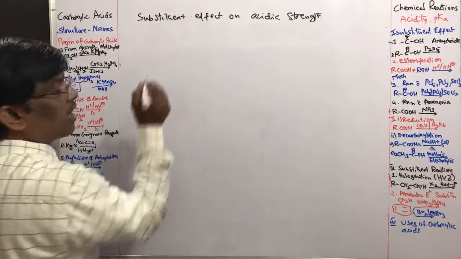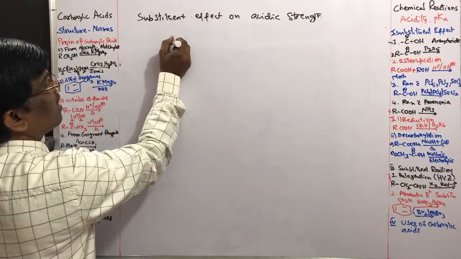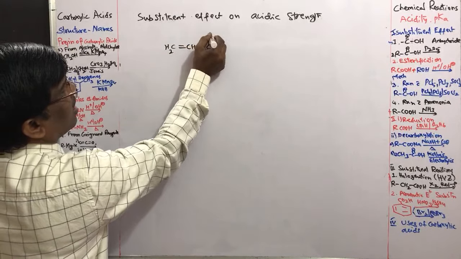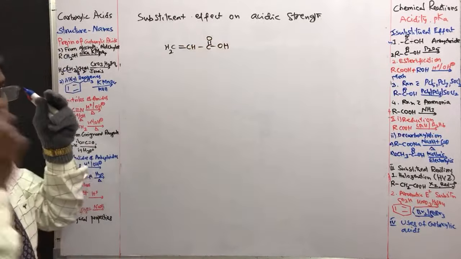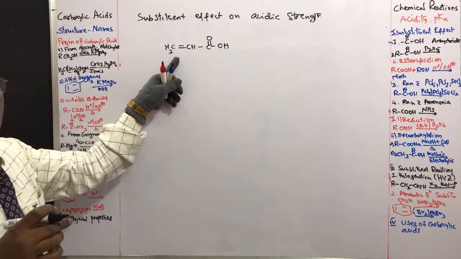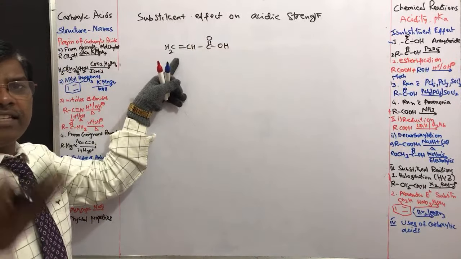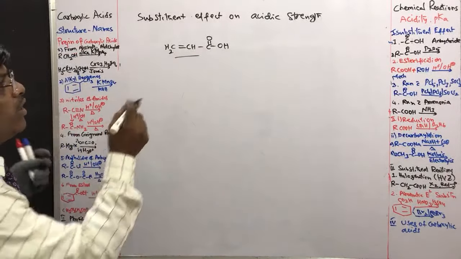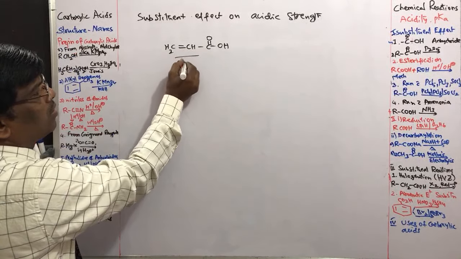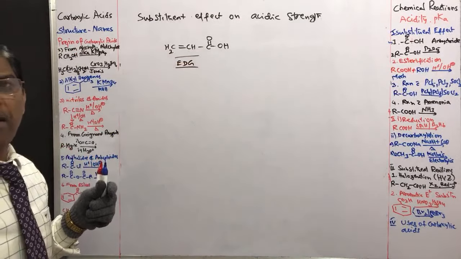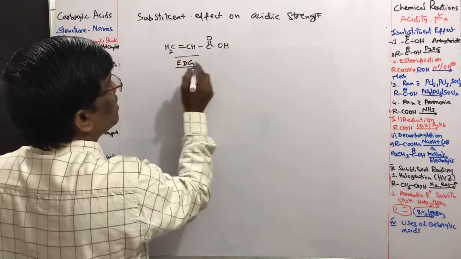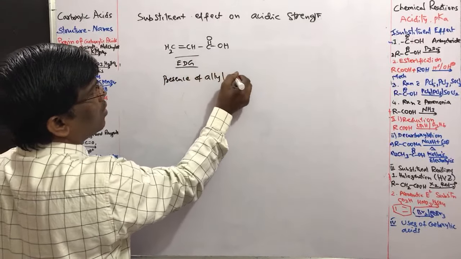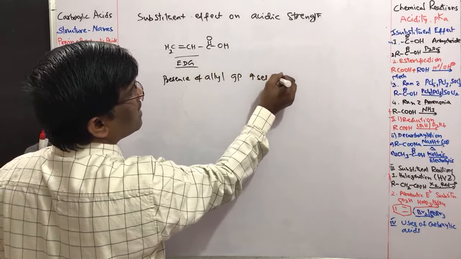So usually this question comes in JEE or NEET exam type questions, entrance exams: CH2=CH-CH2-COOH. Usually this substituent is going to increase the acidic strength, right? It is actually an electron donating group, though it is going to have a different effect on acidic strength. So please write down: presence of allyl group increases the acidic strength.